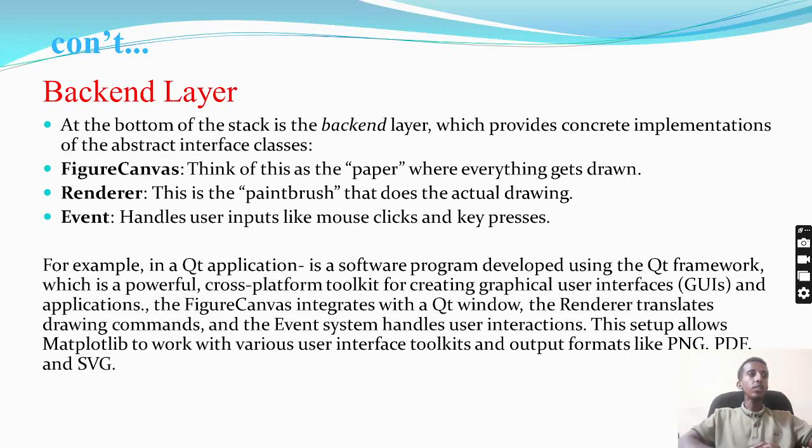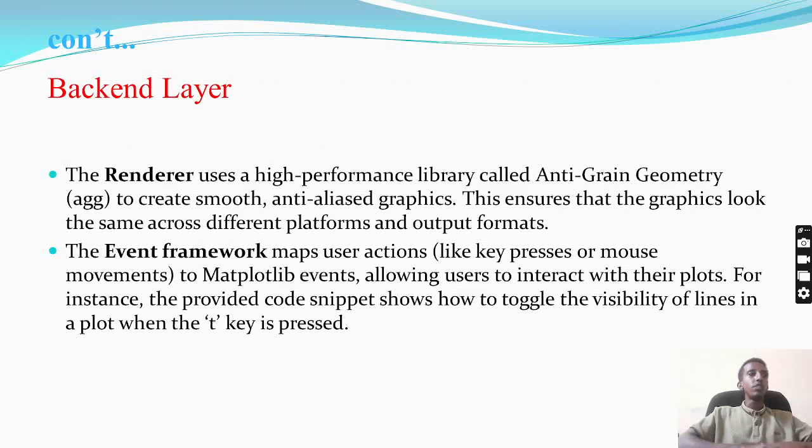The third one is the event. The event handles user inputs like mouse clicks and key presses. To make it more understandable, the renderer uses a high-performance library called Anti-Grain Geometry to create smooth and crisp graphics. This ensures that the graphics look the same across different platforms and output formats. The event, as we have talked about previously, handles user actions like key presses, mouse movements, and other actions to manipulate events, allowing users to interact with their plots.